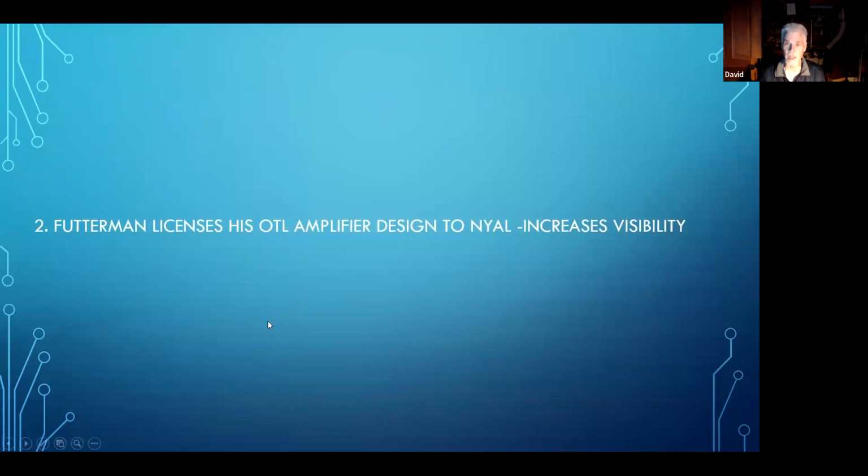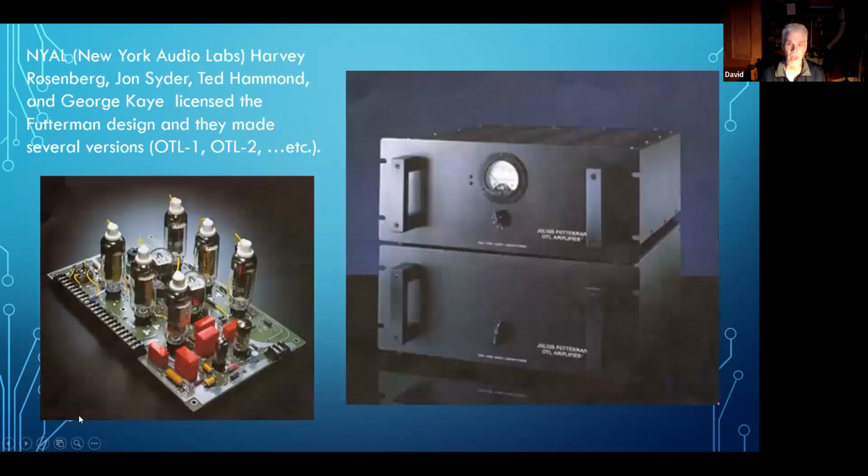Futterman licensing his amplifier to the New York Audio Labs, and that increased the visibility. So this is what the early New York Audio Labs amplifiers looked like, probably. Harvey Rosenberg was the main guy who started this, and he had a few other players on his team, John Snyder, or Sider, I guess it is, Ted Hammond and George Kay. They licensed the Futterman design and made several versions of this, OTL 1, 2, 3, 4.